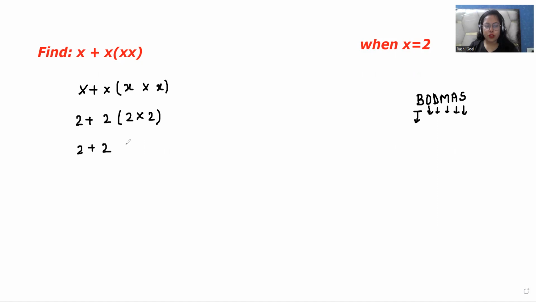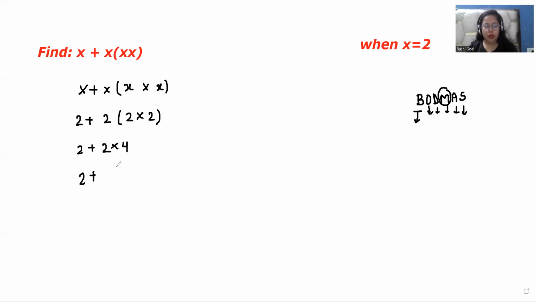So 2 times 2 is 4. Now, again, there is no sign, so we'll put multiplication in between them. Now, we have two signs in this expression. First is addition and then multiplication. So, according to the BODMAS rule, first we give preference to multiplication.